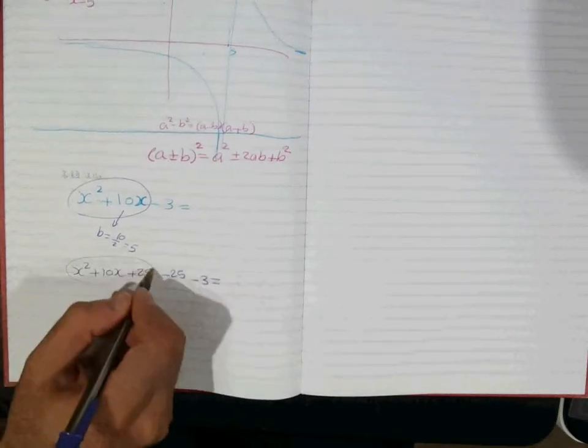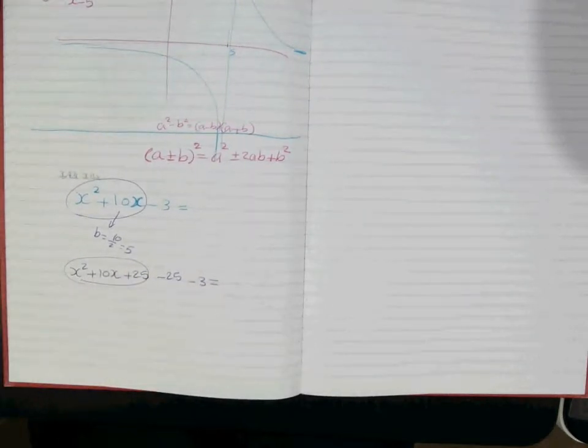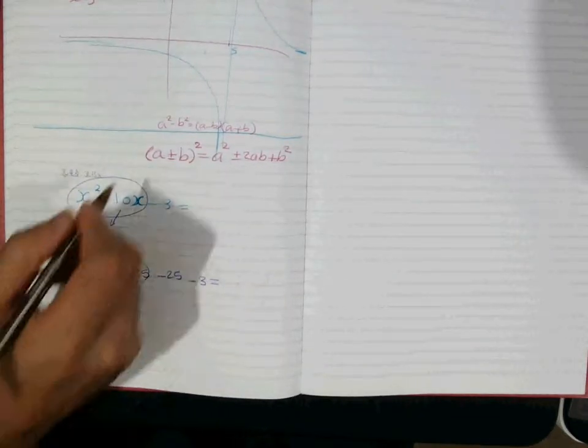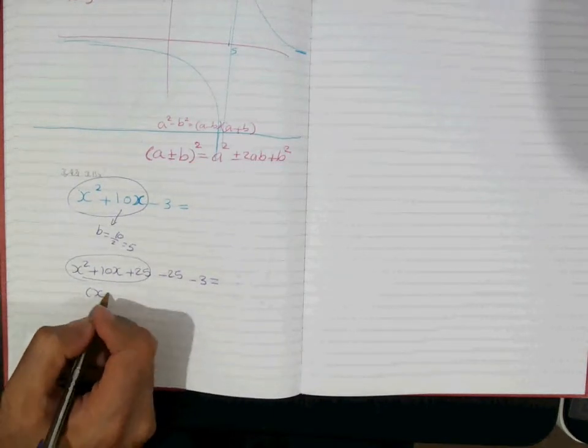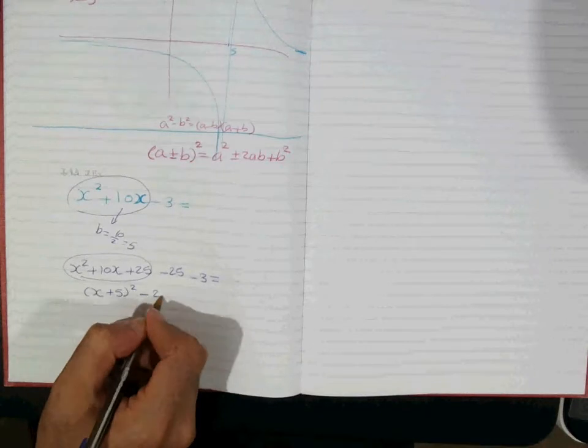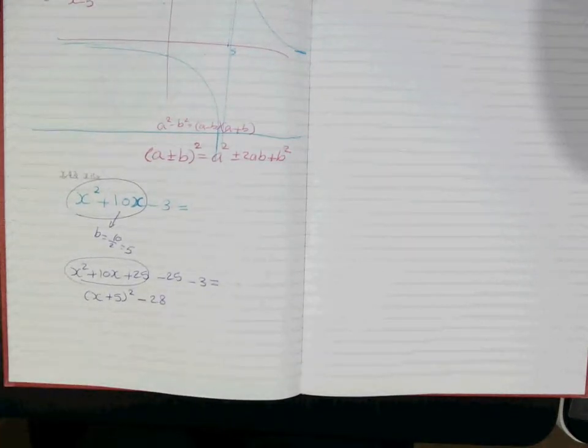Now, what you have done, you have made this a complete square, because based on that identity, that is equal to (a plus b) squared. Is that right? x plus 5 squared minus 20. Is that right? So x plus p is 5 and q is minus 20.